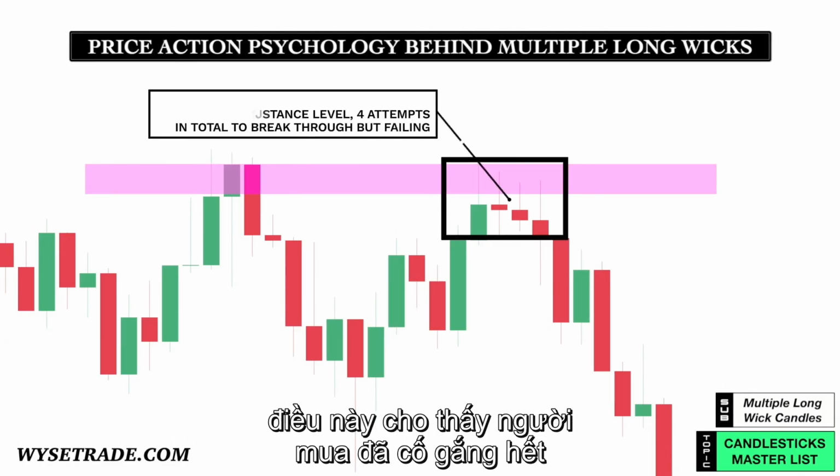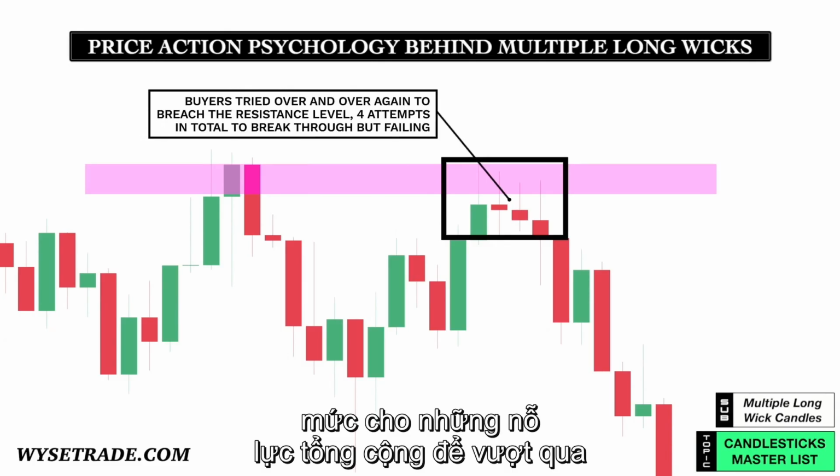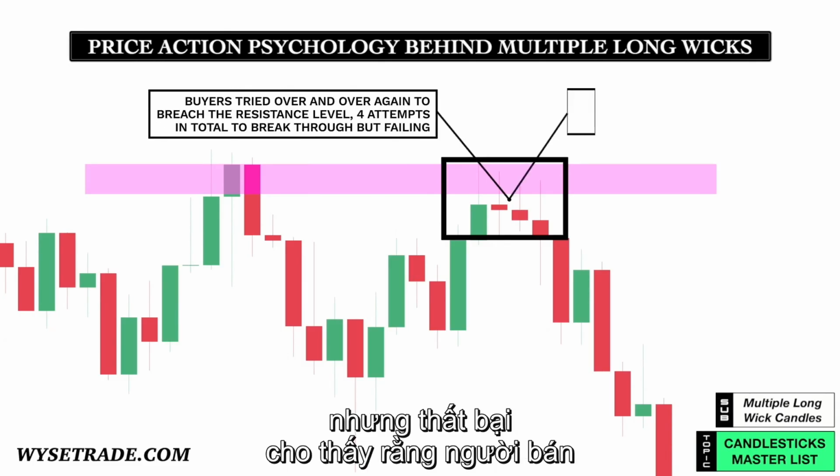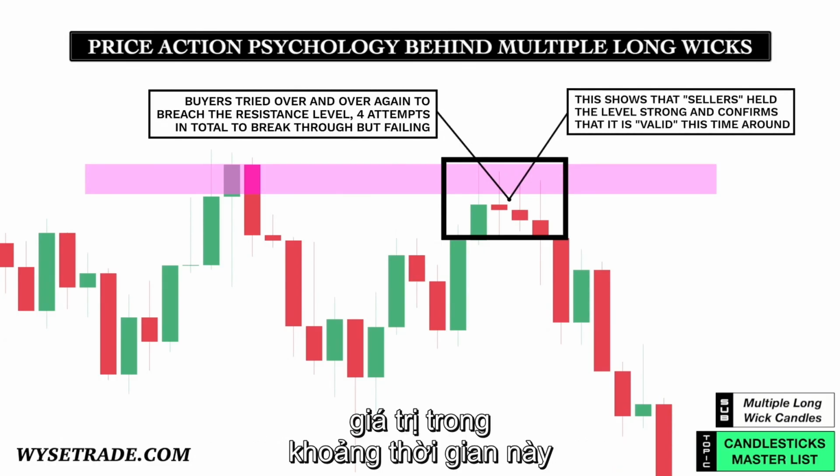So what is the price action psychology behind this pattern? This shows that buyers tried over and over again to breach the resistance level, 4 attempts in total to break through, but failing, showing that sellers held the level strong and that the level is valid this time around.